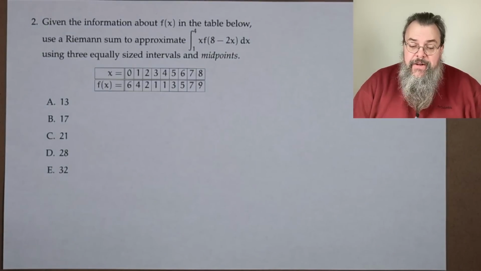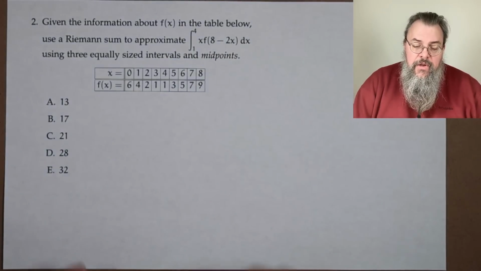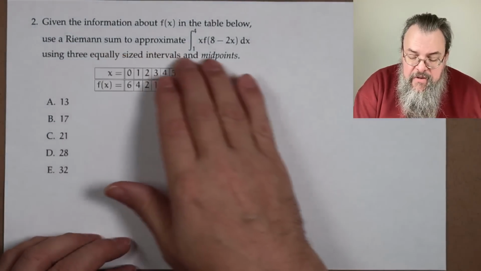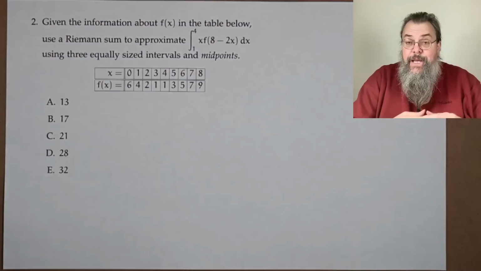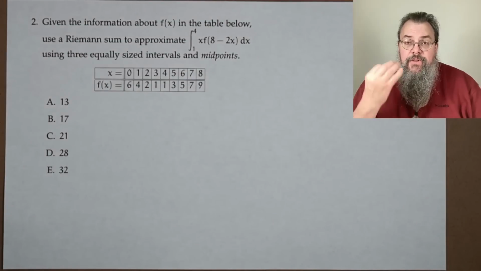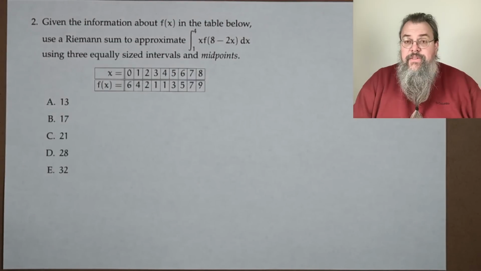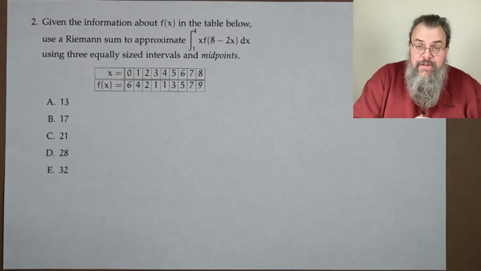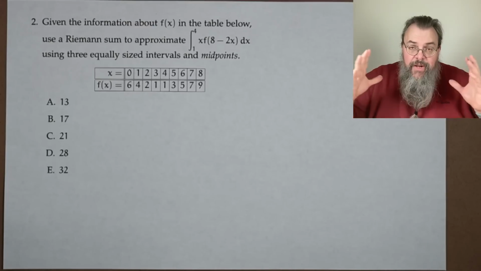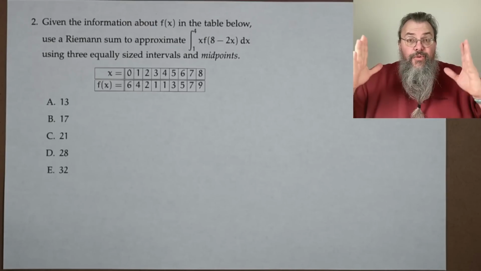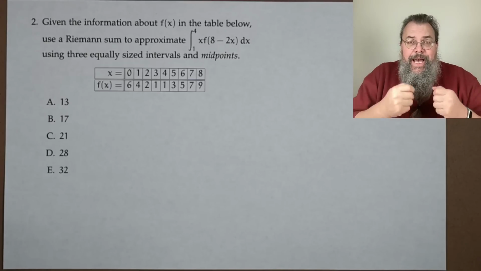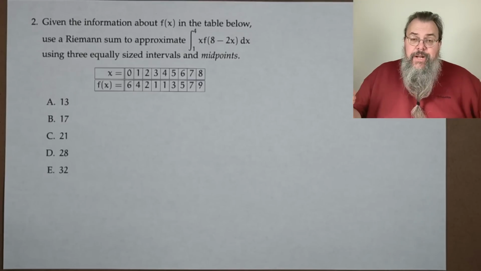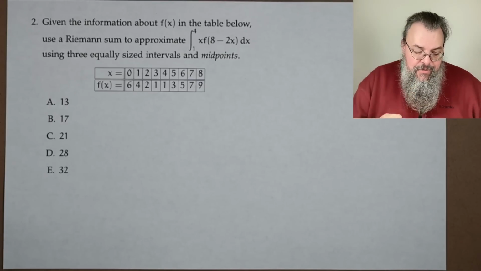Given the information about f of x in the table below, use a Riemann sum to approximate the integral from 1 to 4 of x f of 8 minus 2x dx using 3 equally sized intervals and midpoints. All right, so Riemann sums, the idea is we're chopping things up into rectangles. So it's just a matter of adding the areas of a bunch of rectangles. In this case, 3 rectangles.